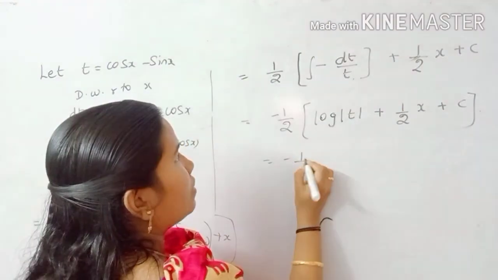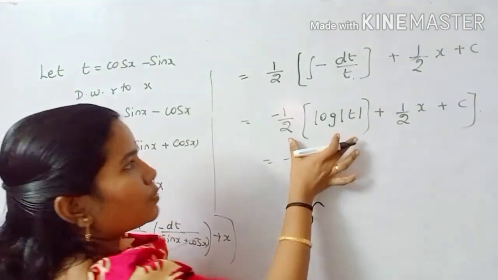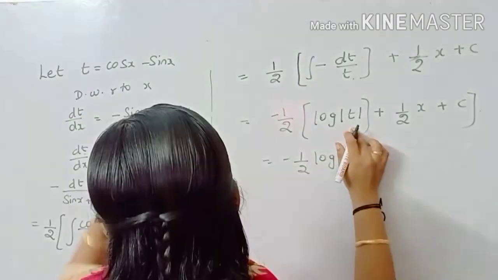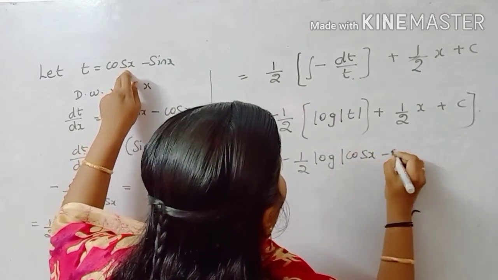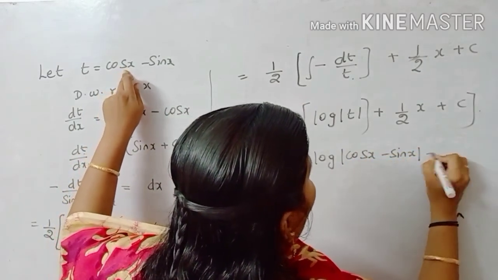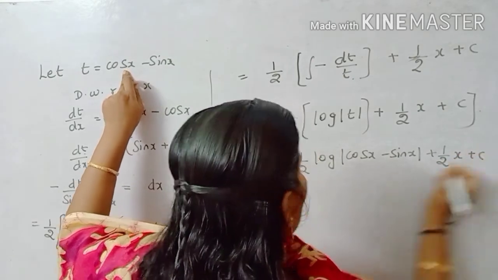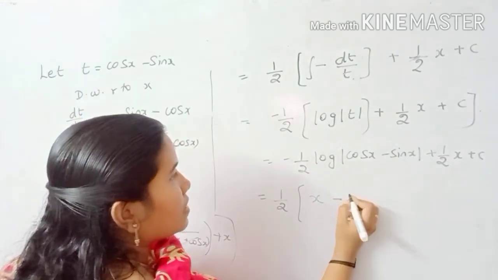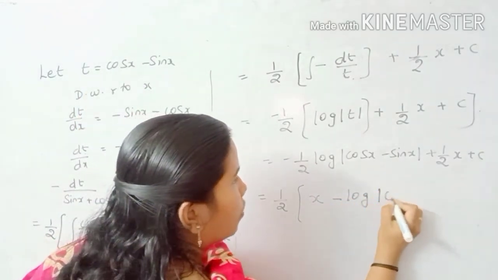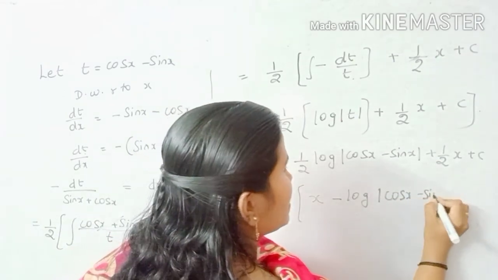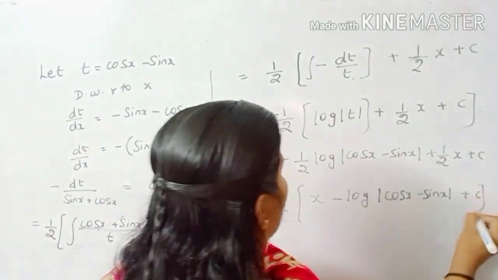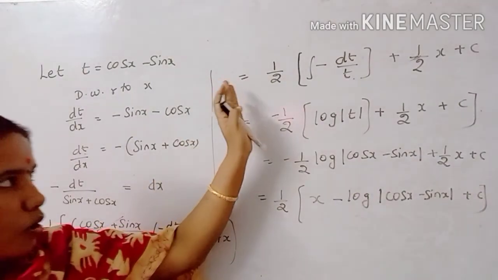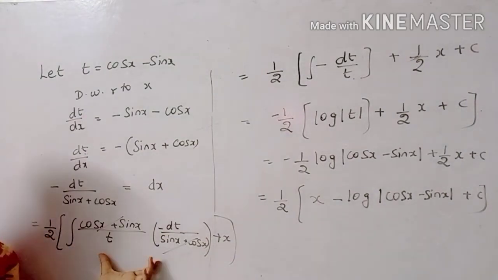So minus half, this minus half is only for log t. So log, what is the value of t? T value is cos x minus sin x plus half x plus c. So I can take half outside and I can write x minus log mod cos x minus sin x plus c. Okay, so here in this step also this half we can keep commonly out and then integrate it.